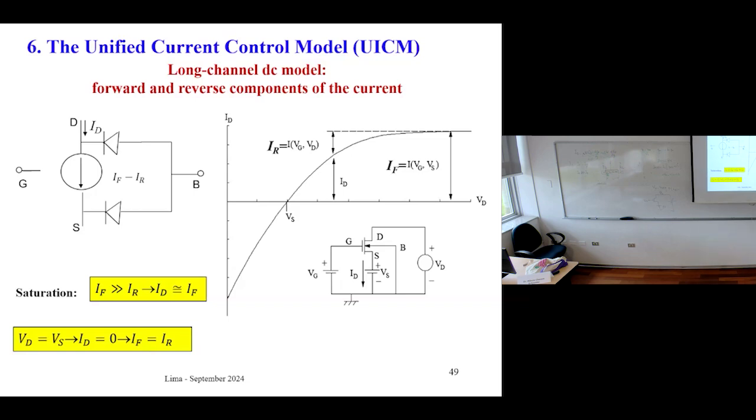What's the meaning when VD equals VS? ID is 0, because IF equals IR at this point. When you decrease the drain voltage, the drain current becomes negative because IR becomes greater than IF. So it is very interesting to interpret this kind of curve in terms of the forward and the reverse current.